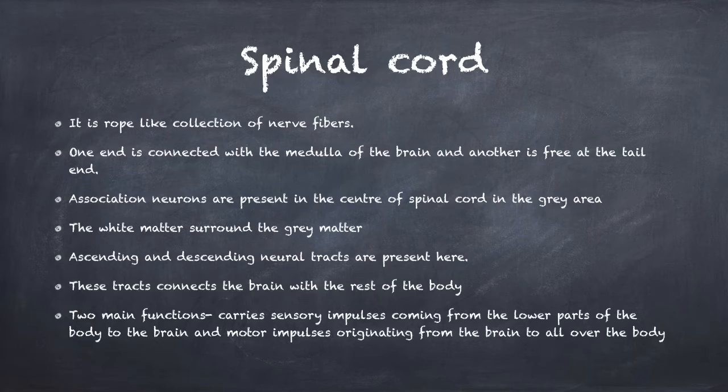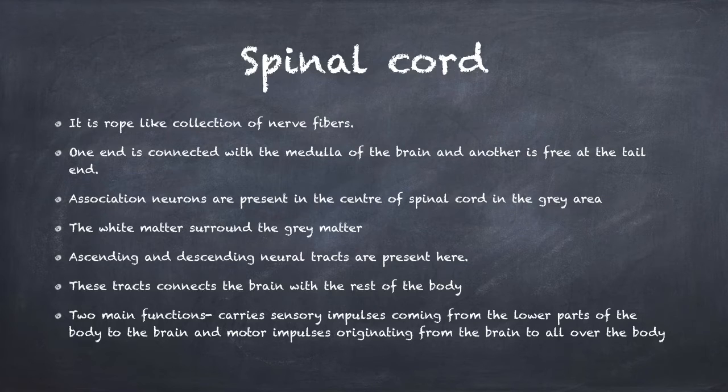There are basically two main functions of the spinal cord. Firstly, it carries sensory impulses coming from the lower parts of the body to the brain. What are sensory impulses? The information that we receive from the environment, any kind of stimuli. Those are sensory impulses. So it carries those sensory impulses, and motor impulses originating from the brain to all over the body. The motor impulses which originate in the brain pass to all over the body.